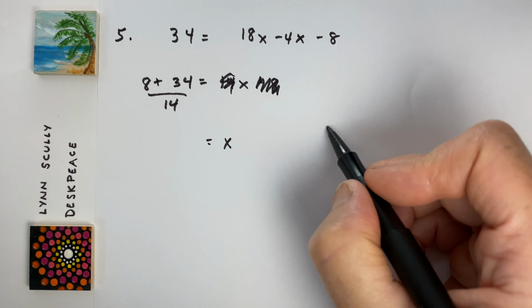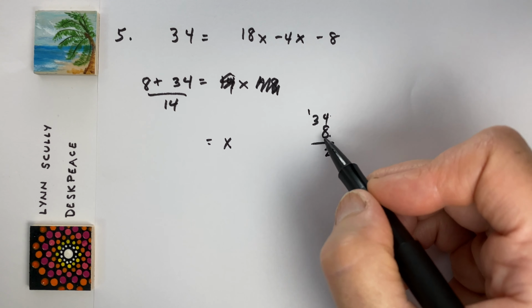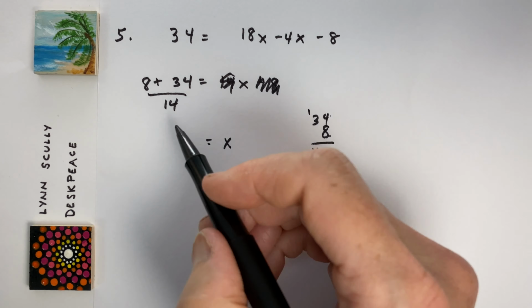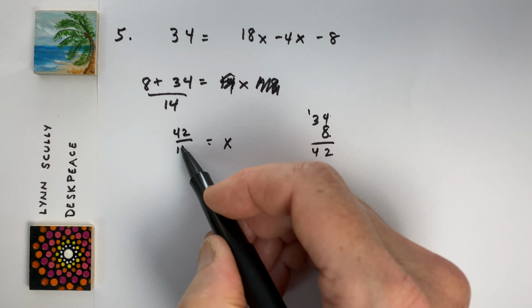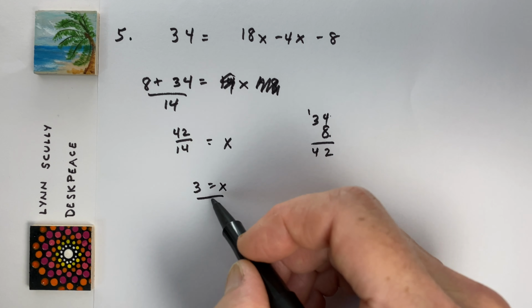My x is alone. 8 plus 34. 8 plus 4 is 12. Carry the 1. 3 plus 1 is 4. I'm getting 42 over 14. And I know that actually reduces to 3.